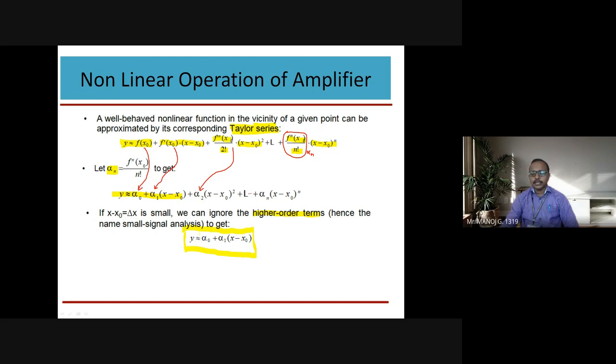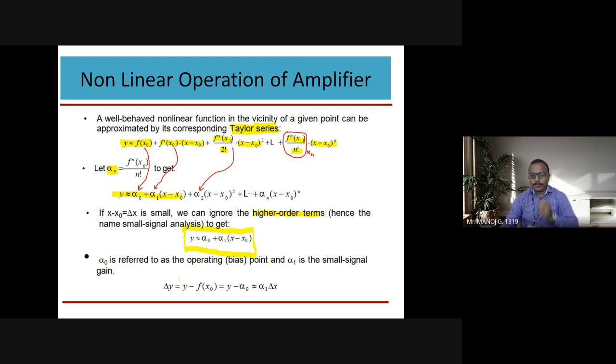It is used for defining the nonlinear amplifier characteristics, right? So there are two operating parameters: alpha naught, which is the operating biasing point, and alpha 1, which is the small signal gain. What is small signal gain, large signal gain? All those things we will detail as we go down the course, right?